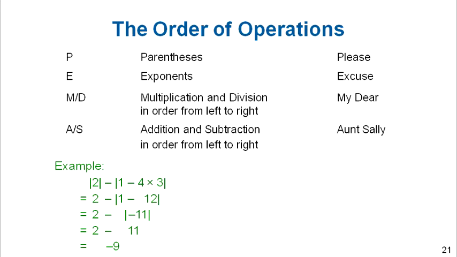Note that, inside the second set of absolute value symbols, we did not start by subtracting 1 minus 4, because the order of operations says that, within a set of absolute value symbols, we need to multiply before we can add or subtract.